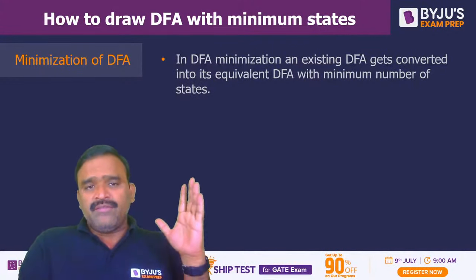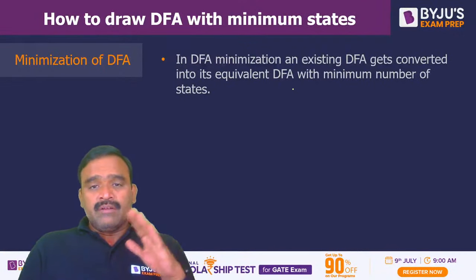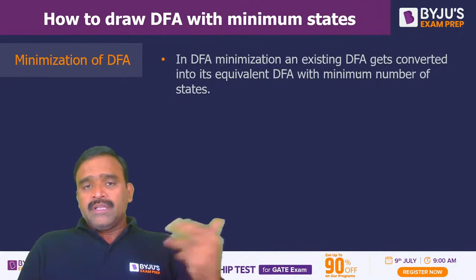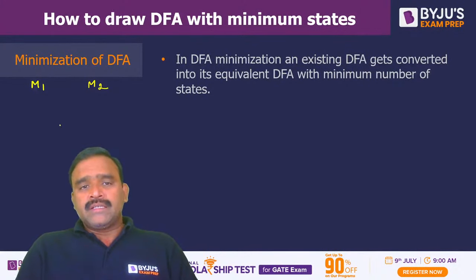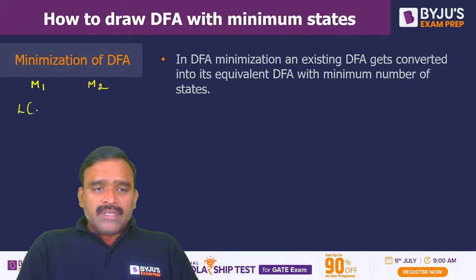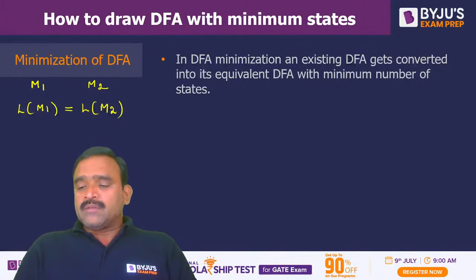If you take any DFA, in minimization, an existing DFA gets converted into an equivalent DFA with the minimum number of states. There won't be any change in the language. For example, M1 is a DFA before minimization and M2 is a DFA after minimization. Some states are reduced. Then the language accepted by M1 is the same as the language accepted by M2. So both machines must accept the same language. There should not be any change in the language.